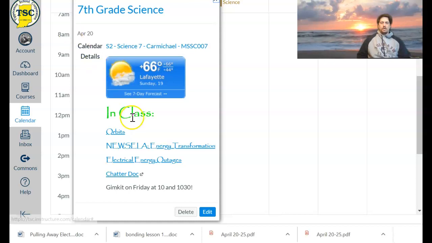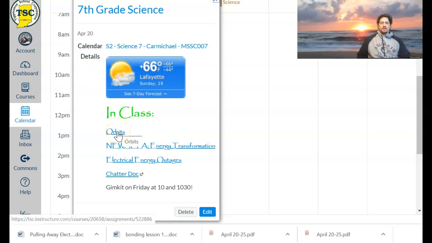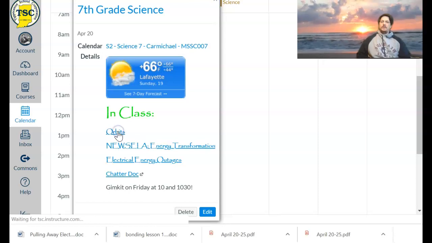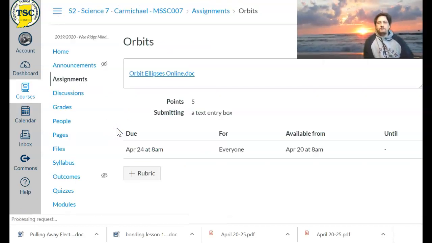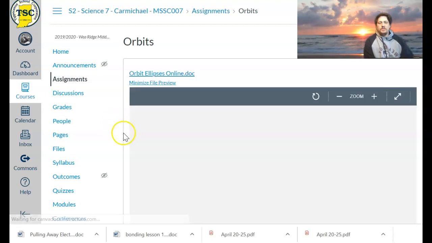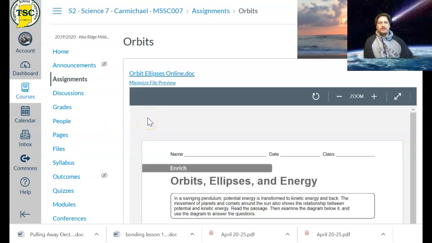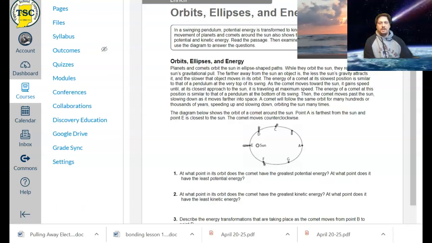Today we're going to work on a couple of different assignments. First, we're going to go to the Orbits assignment in the class on the calendar. So we're going to get started on that. As you open this document, you should see this worksheet here: Orbits, Ellipses, and Energies.